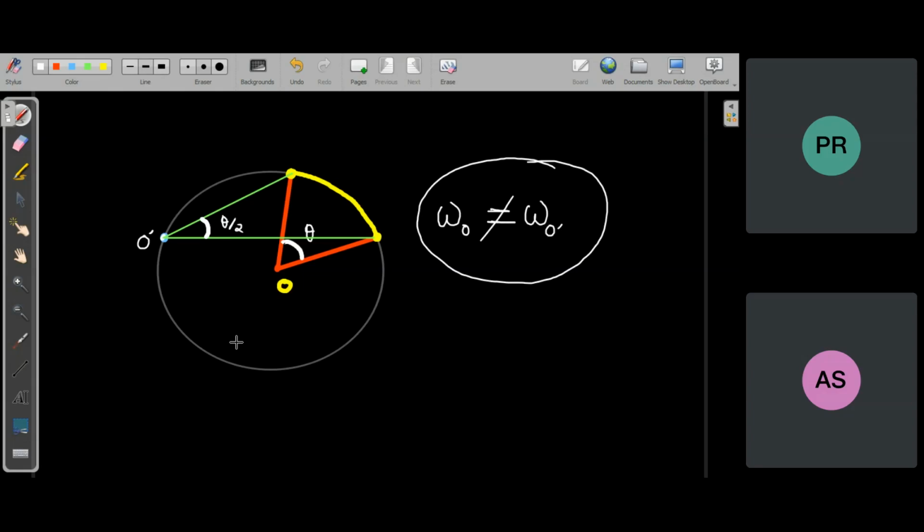Yes, sir, we take it passing through the center. Then you can take any reference line, that does not matter, but it should be passing through the center.